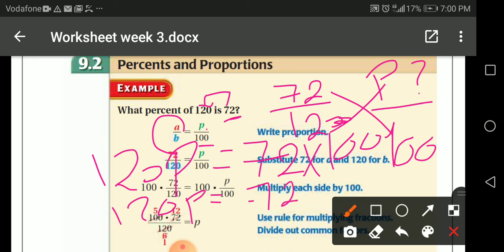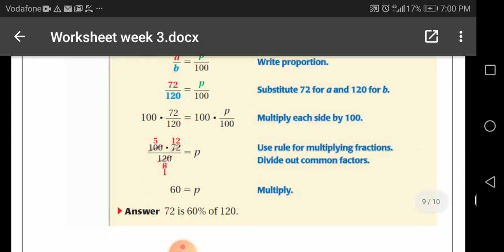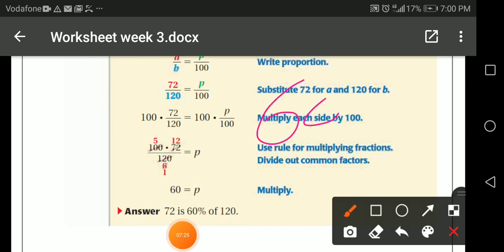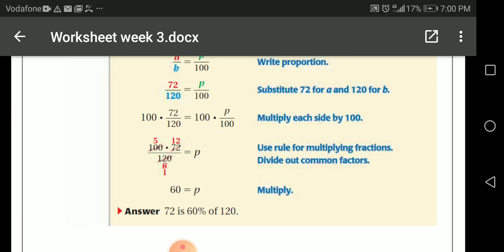So 120P equals 7,200. I have 120, so divide by 120 on both sides. So P will be 60. This is P, 60 over 100. This means 60%. Remember, 60 over 100 is what we reached now. So this is called 60%.